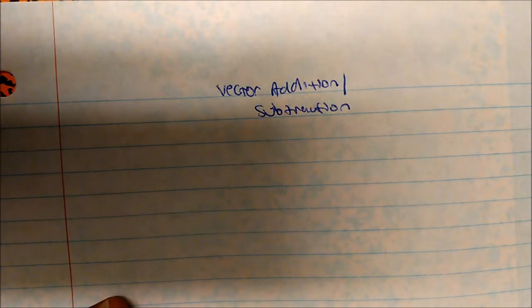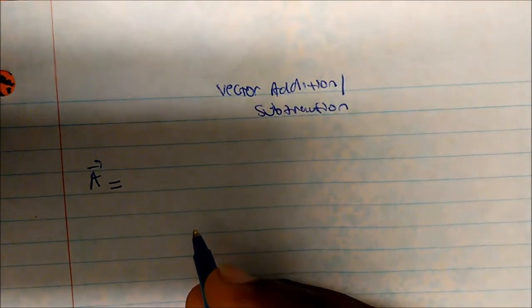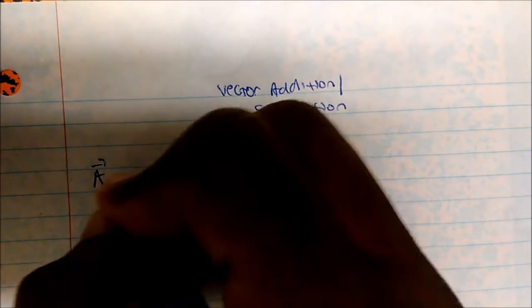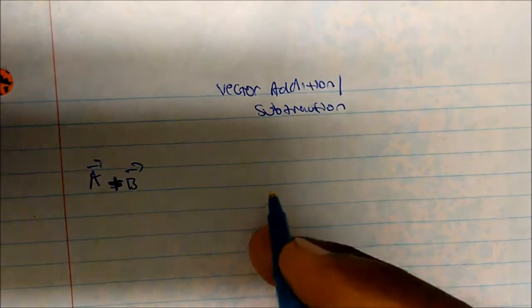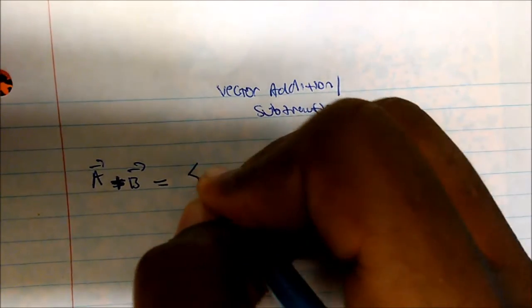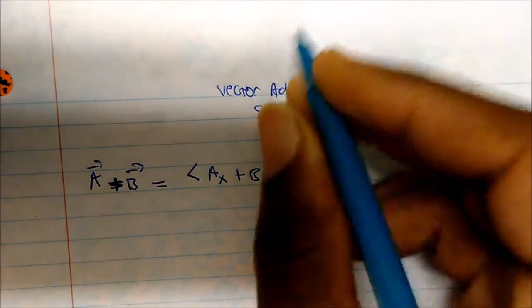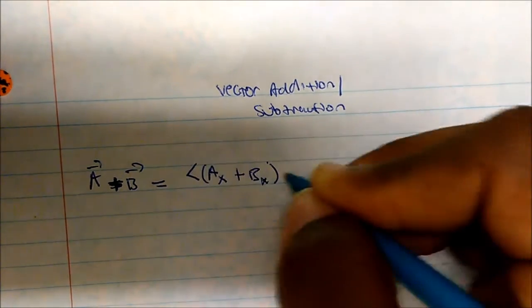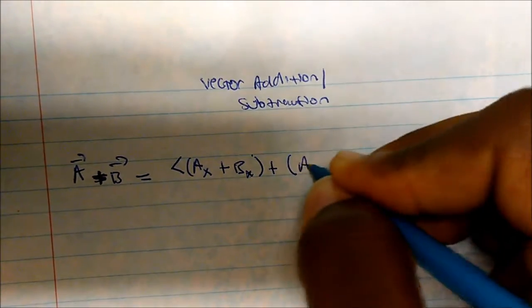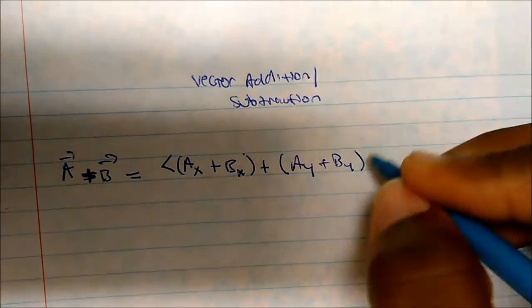So in this video, I want to spend the time to talk about vector addition. If I have the vector, say for example, A, and I want to add it to B, and there should be a plus sign, sorry about that, guys. So I have the vector A plus B. Well, this is given by A in the X direction plus B in the X direction, plus A in the Y direction plus B in the Y direction, comma.